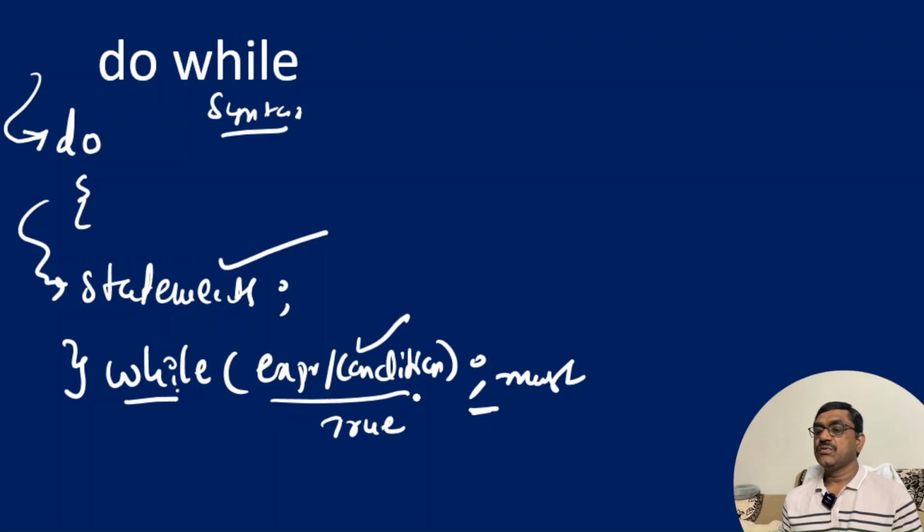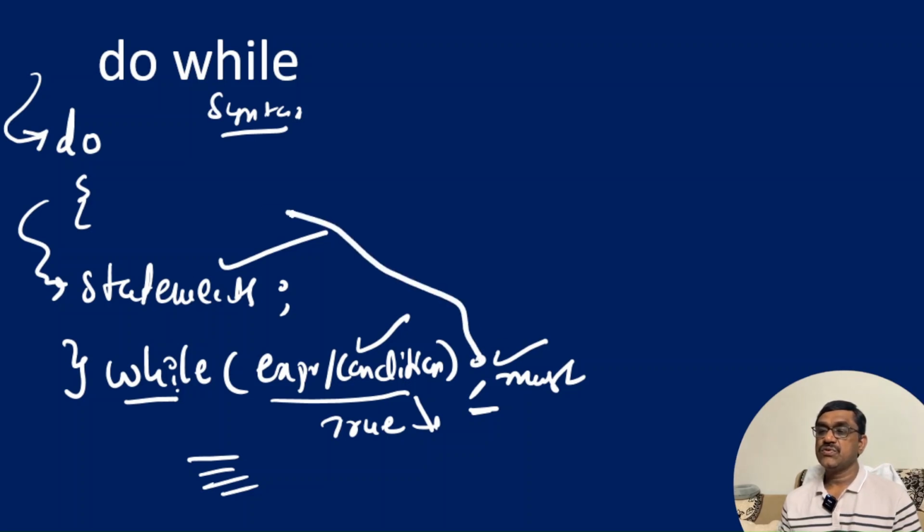So when the condition is true, what happens? It tries to come down, but here there is a semicolon. If there is no semicolon, the control just comes down to the next statements. But here the semicolon is there, so that's why the semicolon is a must. The semicolon simply sends the control back to do.